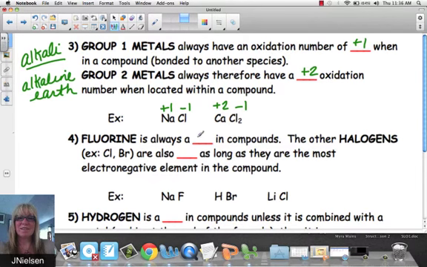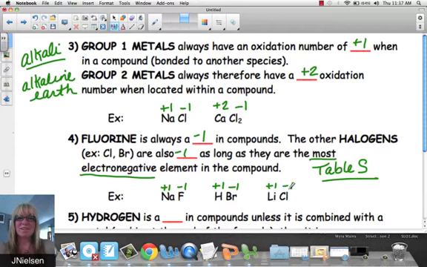Fluorine is always a -1 in compounds. The other halogens, Cl and Br, are also a -1, as long as they are the most electronegative element in the compound. So this is referring to table S when we talk about electronegativity here, most electronegative. So here Na is +1, F is -1, H is +1, Br is -1, Li is +1, Cl is -1.